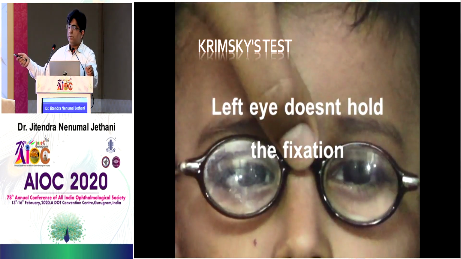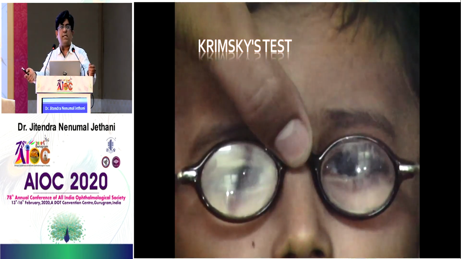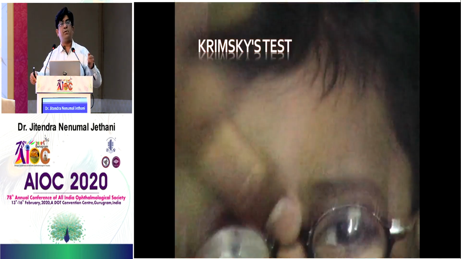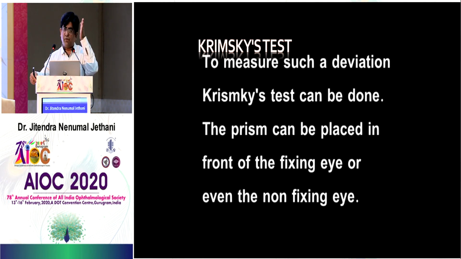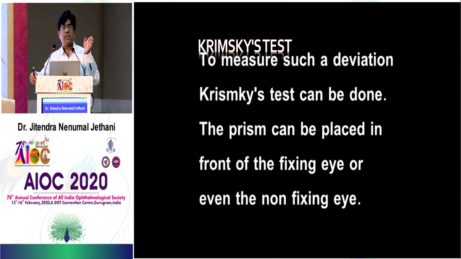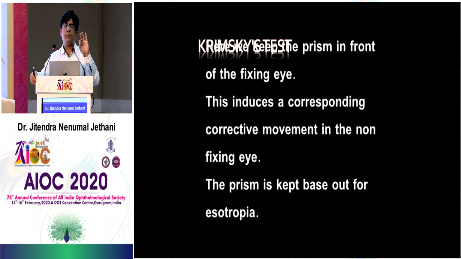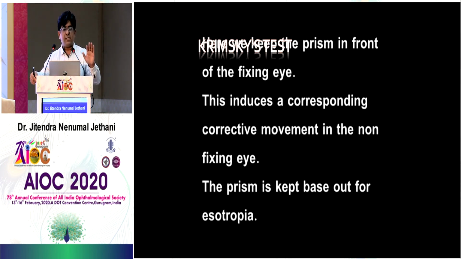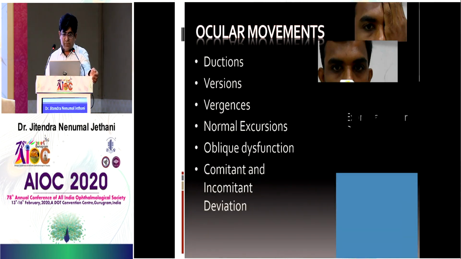So Krimsky is very similar to the alternate prism cover test, except that here you put the prism in front of the fixing eye, so that when you are increasing the prism in front of the fixing eye, the non-fixing eye will start coming to the center, and the point where you see that the light reflex is in the center of the pupil in the non-fixing eye, you can say that this is the amount of deviation which the patient has. So this was Krimsky's test. And then once you have finished your cover test, you have a fair idea of what the patient has, whether he has a concomitant deviation or not.